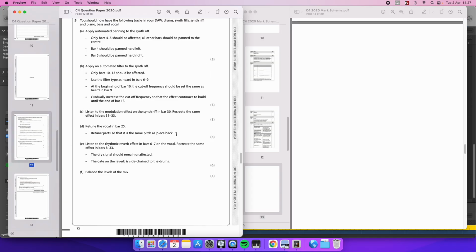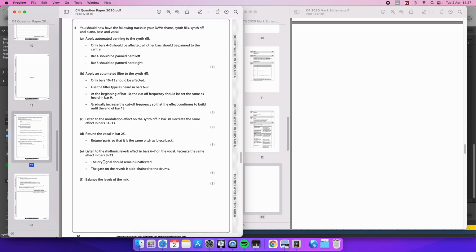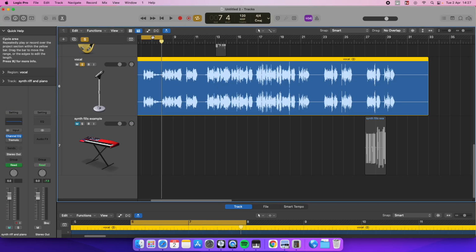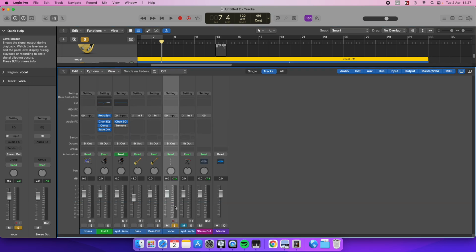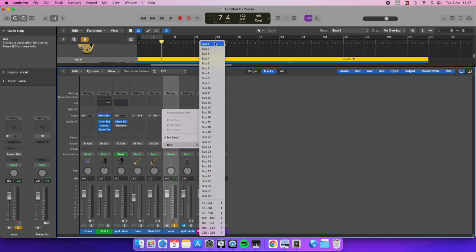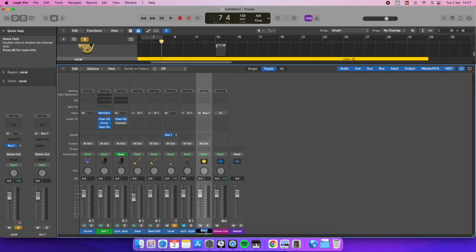The dry signal should remain unaffected. The gate on the reverb is side-chained to the drums. Okay, so there's a couple of hints really. It's not really telling you how to do it, but there's a couple of hints. So the dry signal should be unaffected, so we're doing this in send and return in parallel. So we open up our vocal, go to sends, send it over to a brand new bus, and we can just call it vocal verb for now.